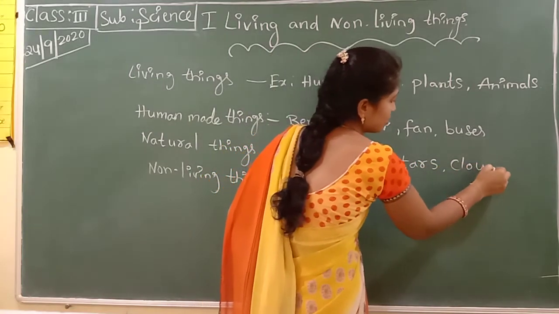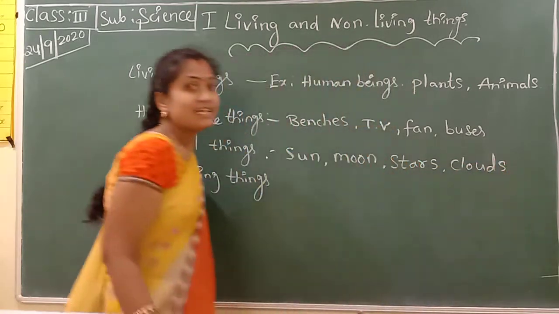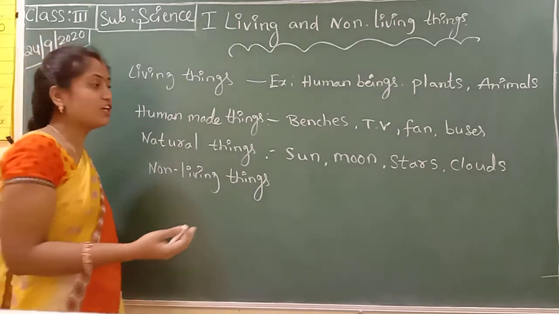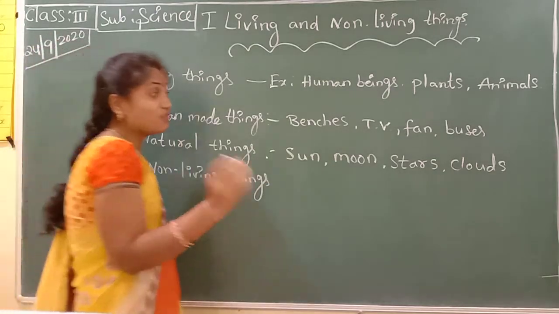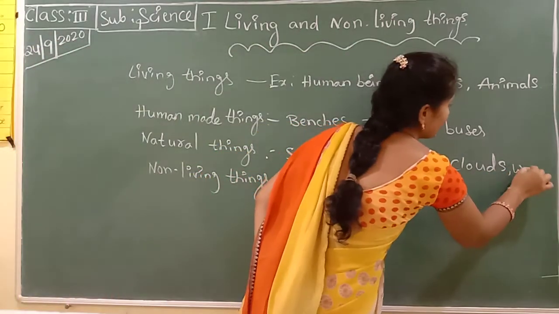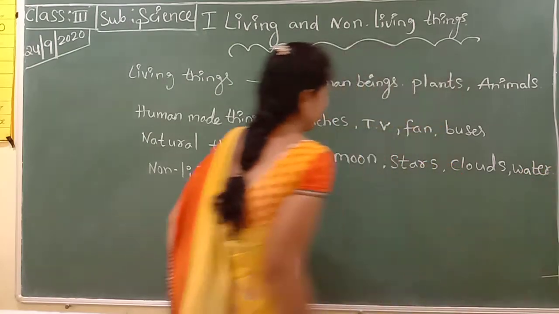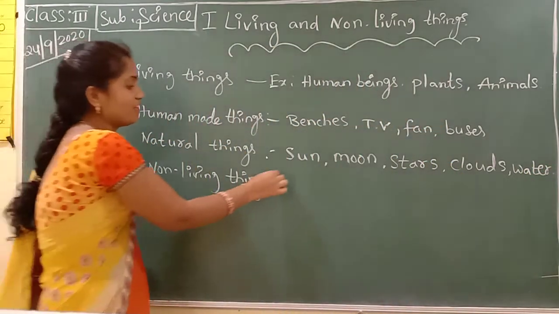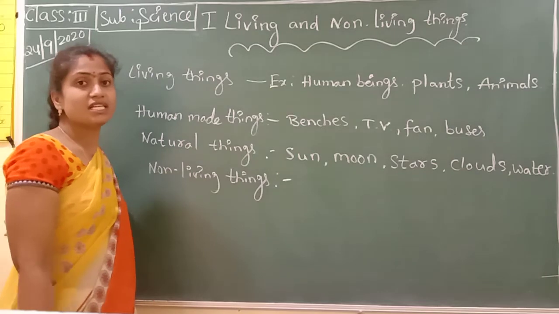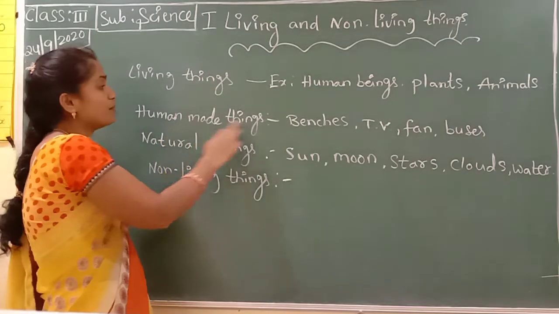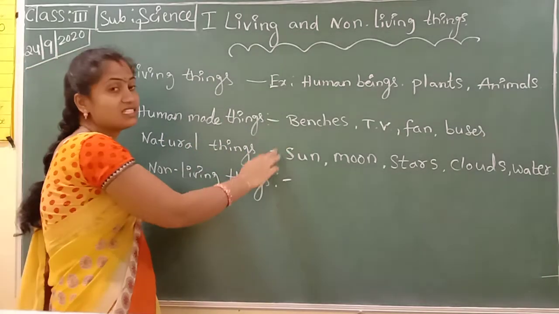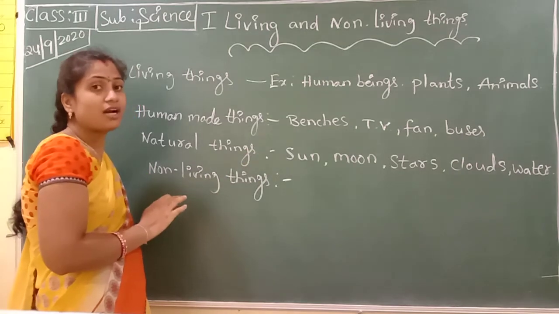Clouds. These all are natural things. Nature will give all these things. And water. Water also nature only gave, no? So water. Next, non-living things. Non-living things means what? The human-made things and natural things. These all are called non-living things.